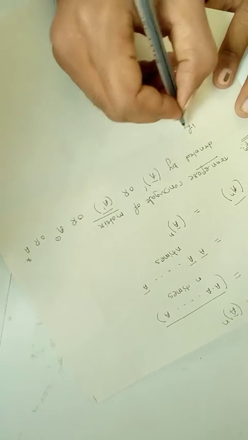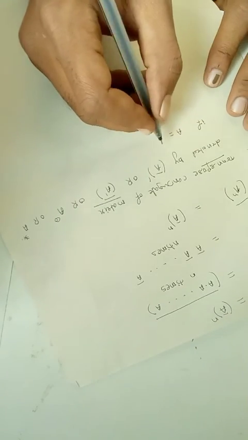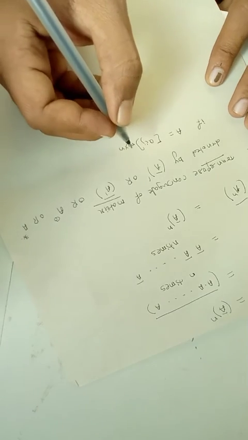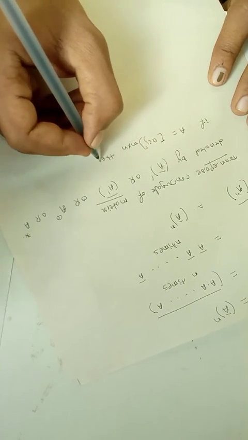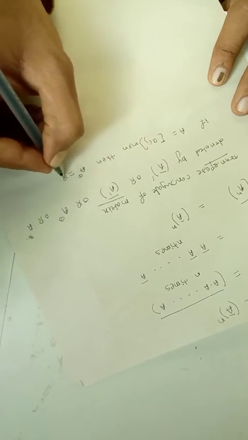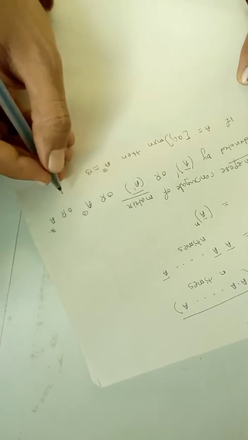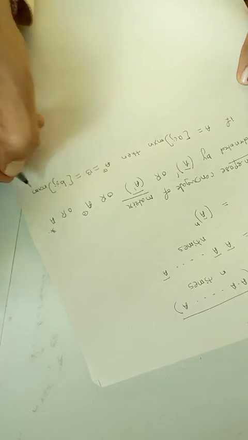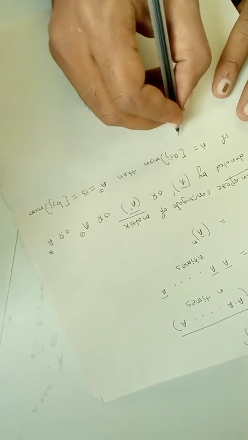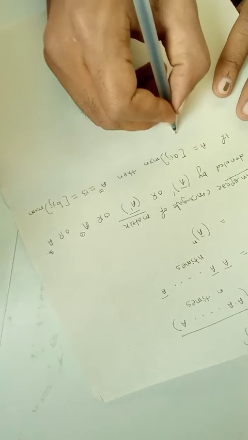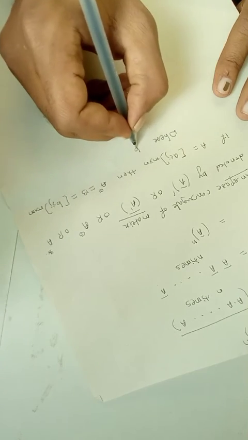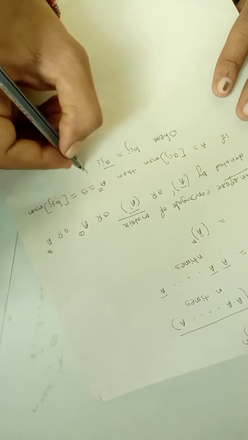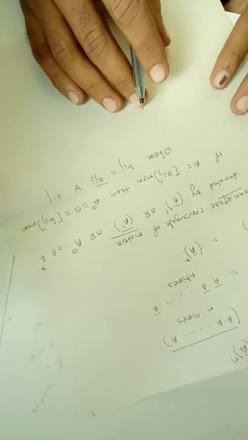So now it is defined as, if A is equal to Aij, m cross n, then A theta or transpose conjugate of A is equal to Bij, n cross m, where Bij is equal to Aji bar for all i, j. So you can define it like this.